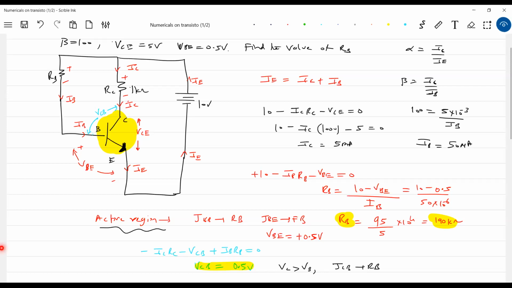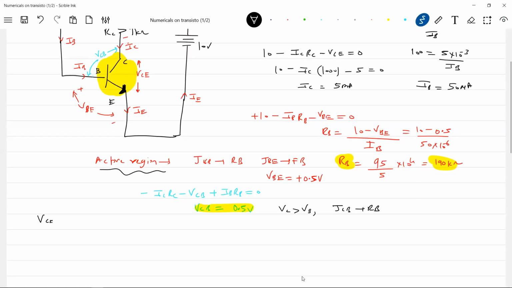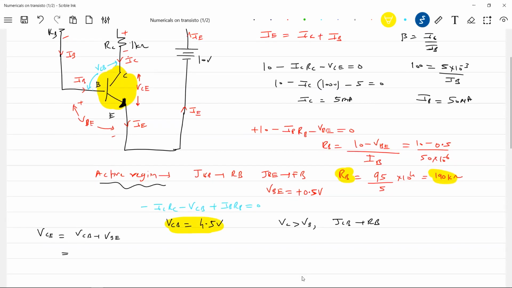Can you write this VCE as... I think check this VCB value. Is it 0.5? I doubt. Check it once. 4.5, sir. Sorry, that's what I'm saying. Okay, now look at this one. VCB, we can also use this method. What is VCE? VC is given as 5 volt.